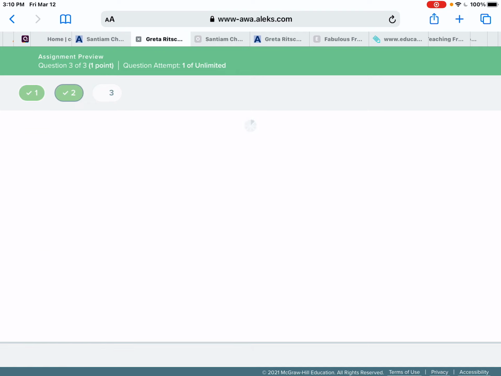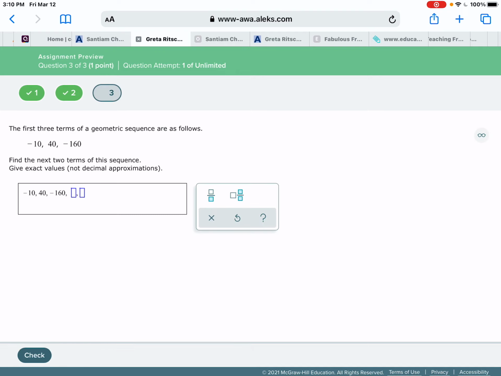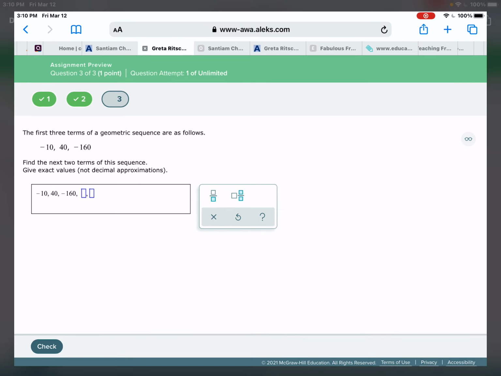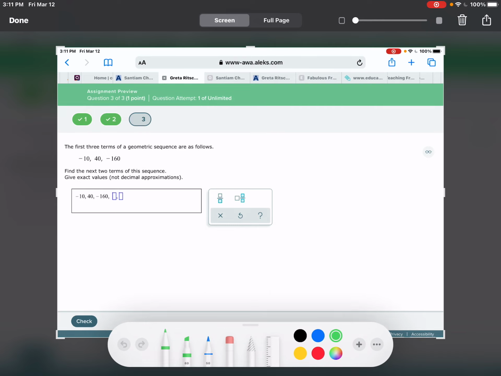Again, let's look at the third one. The first 3 terms of a geometric sequence are as follows: negative 10, 40, negative 160. Find the next 2 terms. So I just need to know what number I multiply by. It looks like negative 4. But there is a pattern. If you're ever just confused and you can't figure it out, I'll show you exactly what to do.